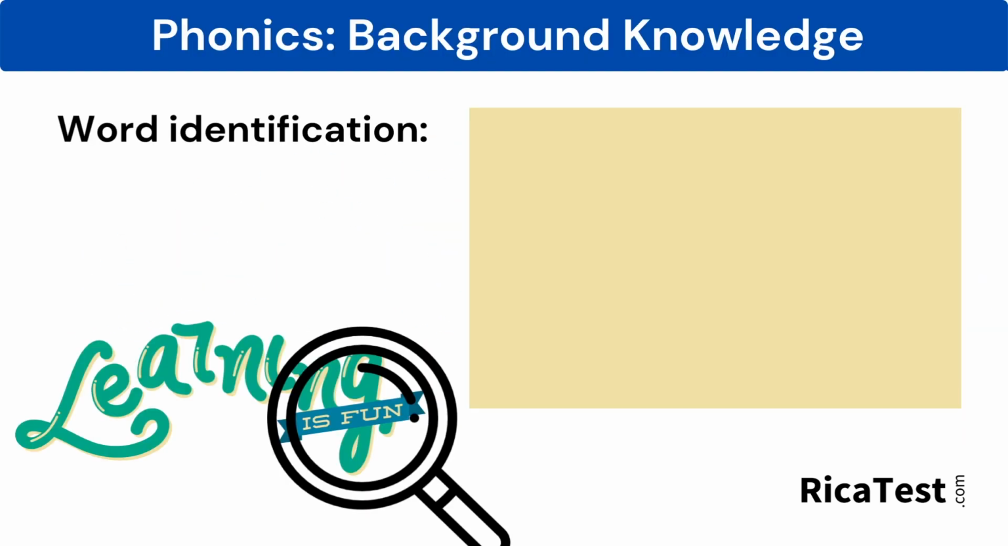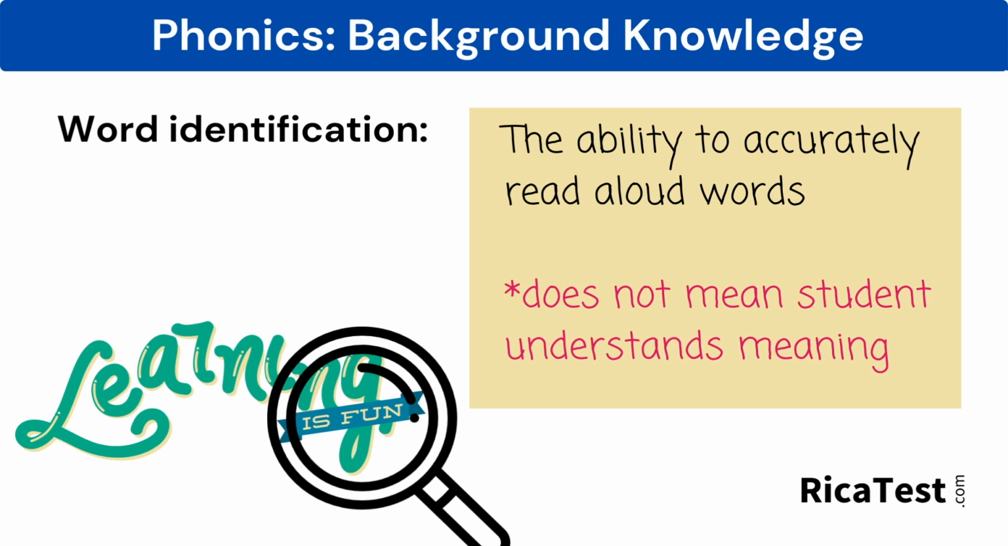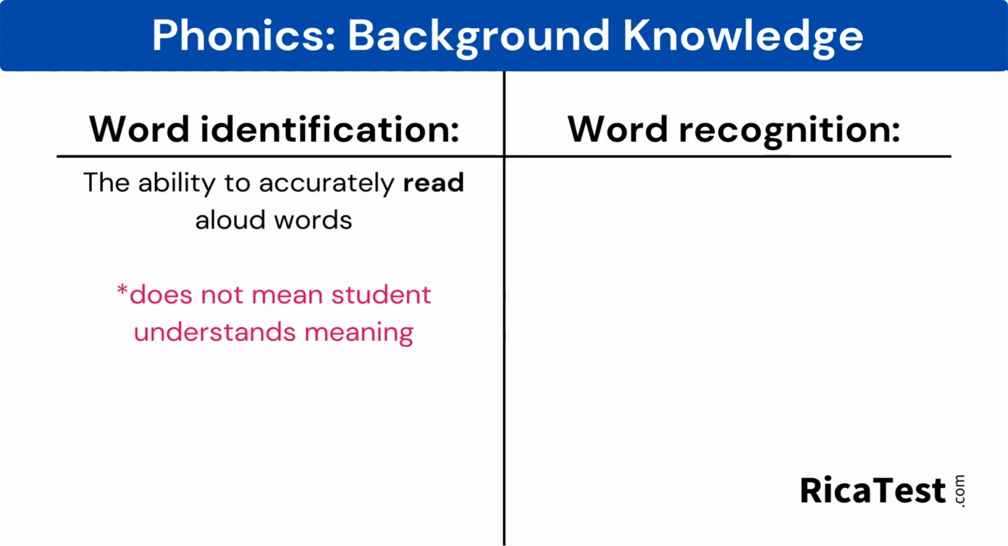Let's begin. In order to understand the role that phonics and sight words play in students' word identification, let's start with the understanding that word identification is the ability to accurately read words aloud. Note here that just because a student can correctly read a word aloud does not signify that the reader understands the meaning of the word.